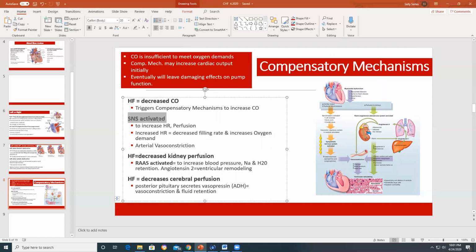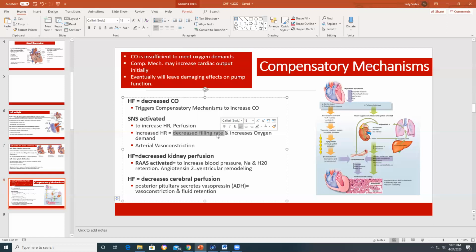So the sympathetic nervous system is activated, so it's going to increase our heart rate because it wants to give us more perfusion. By doing that, if we think of someone's heart rate being tachycardic at maybe 140, then it's going to fill the ventricle not as much as it normally does. So it's going to have a decreased filling rate of that ventricle, which means that when the contraction occurs, it is not pushing out enough blood because there's not very much blood in that ventricle before the contraction happens. So then that also increases your oxygen demand.